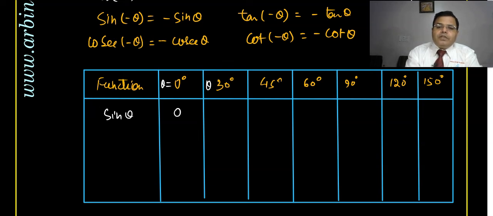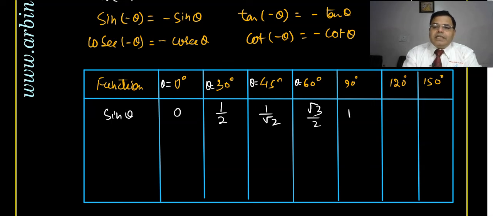So theta is 0, theta is 30, theta is 45, theta is 60, like that. So sine 0 is 0, sine 30 is 1 by 2, sine 45 is 1 by root 2, sine 60 is root 3 by 2, sine 90 is 1, and again it is going to decrease, so sine 150 is 1 by 2, like that I have written. How is that? Let me explain this.